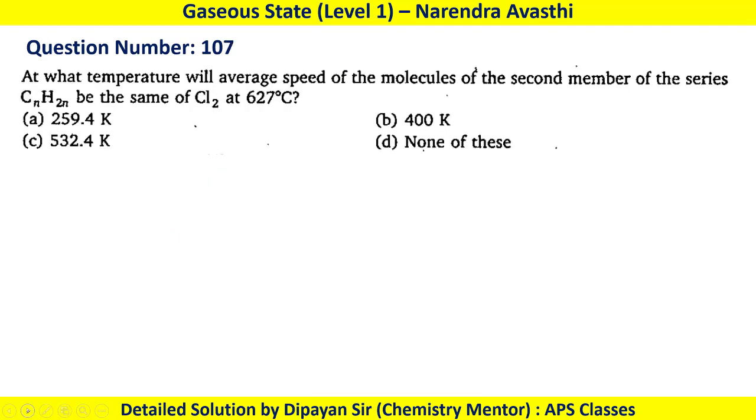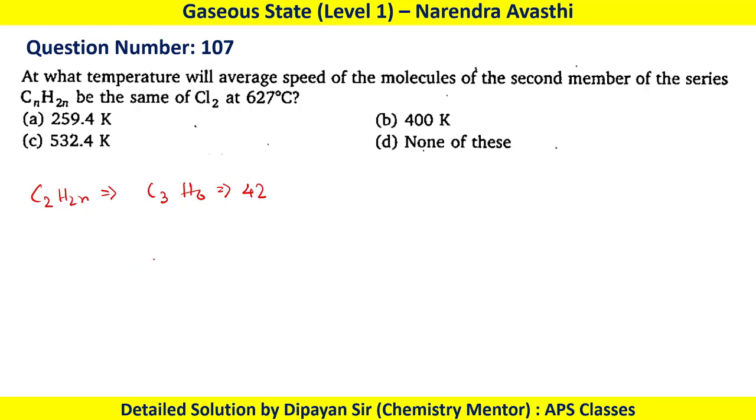In question number 107, at what temperature will the average speed of the molecule of the second member of the series CnH2n be the same as that of Cl2 at 627 degrees centigrade? So in the CnH2n series, the second member should be C3H6, hence the molecular weight is 42.